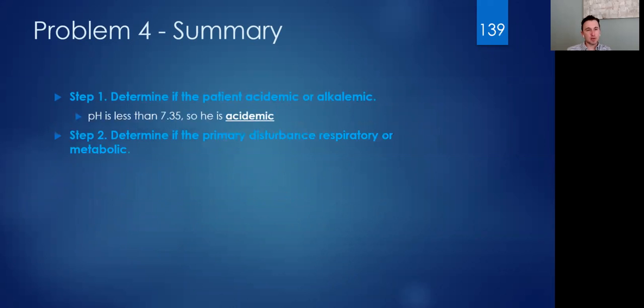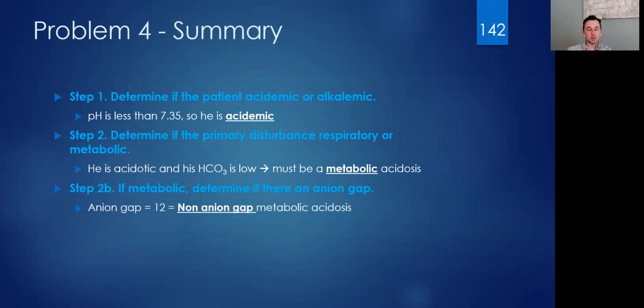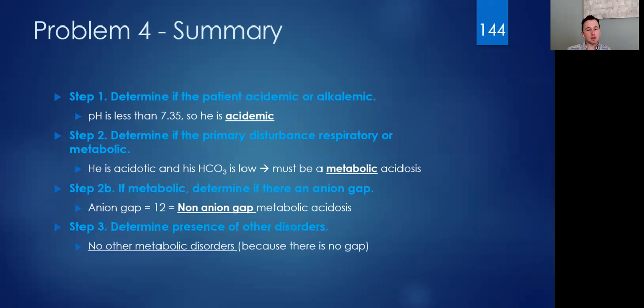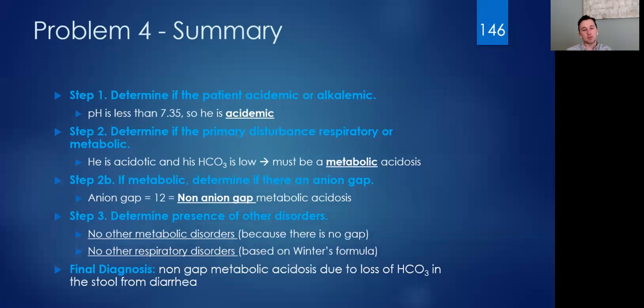All right, so let's summarize case 4. We've got an acidemic patient, and the primary disturbance is a metabolic acidosis. We determined there was no gap, and since there's no gap, there's not an associated metabolic disorder. And based off of getting the exact carbon dioxide that we expected from our Winter's formula, we know that there is not another respiratory disorder. So this is a non-gap metabolic acidosis due to loss of bicarb in the stool from diarrhea.